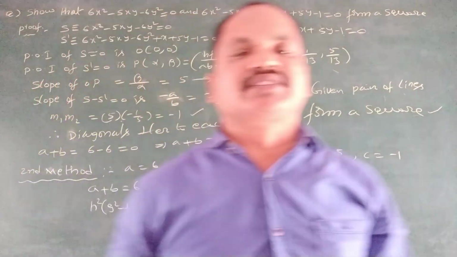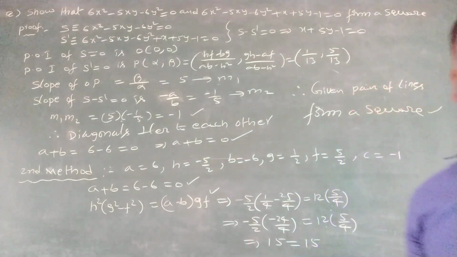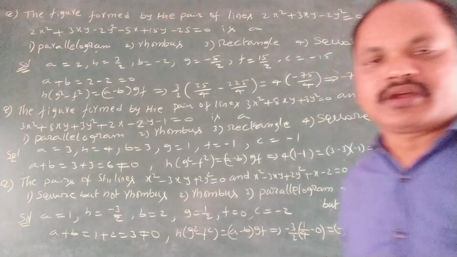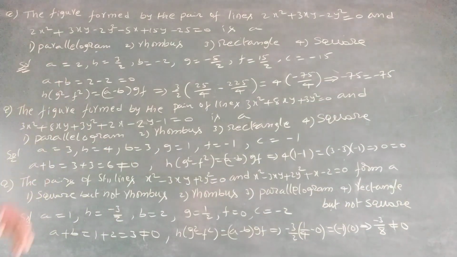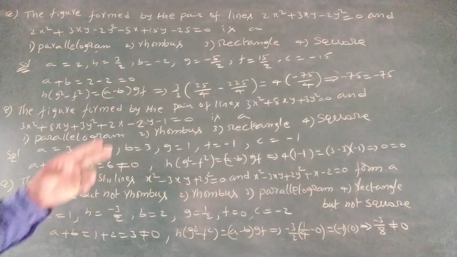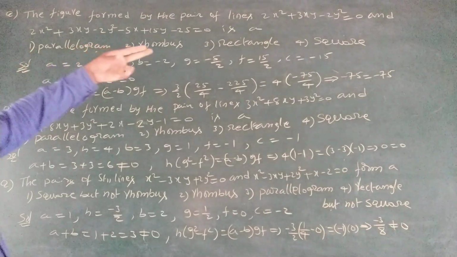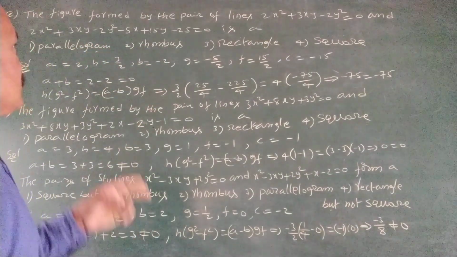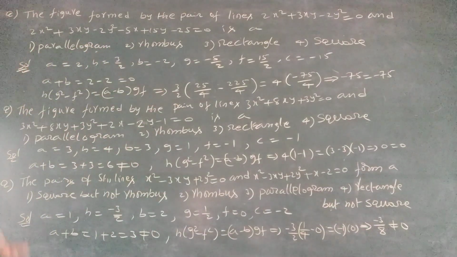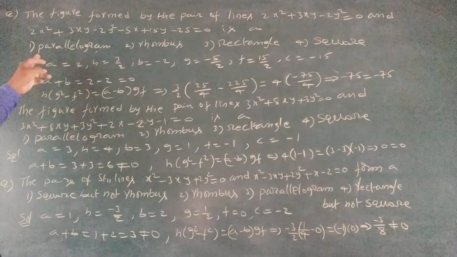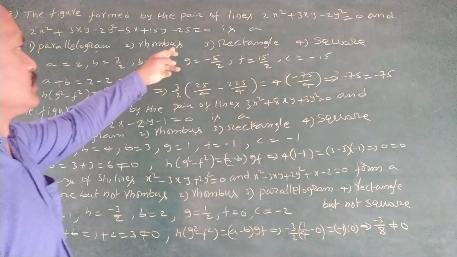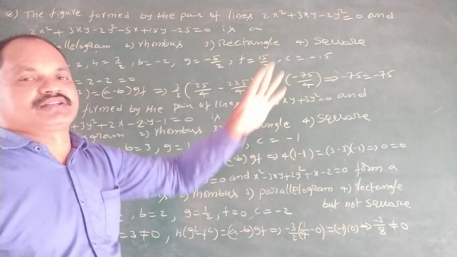So some more questions depend upon the objective method. Okay, my dear students, some more questions depend upon those concepts. Now the question is, the figure formed by the pair of lines 2x square plus 3xy minus 2y square is equal to 0, and 2x square plus 3xy minus 2y square minus 5x plus 15y minus 25 is equal to 0 is: first option parallelogram, second option rhombus, third rectangle, fourth square.